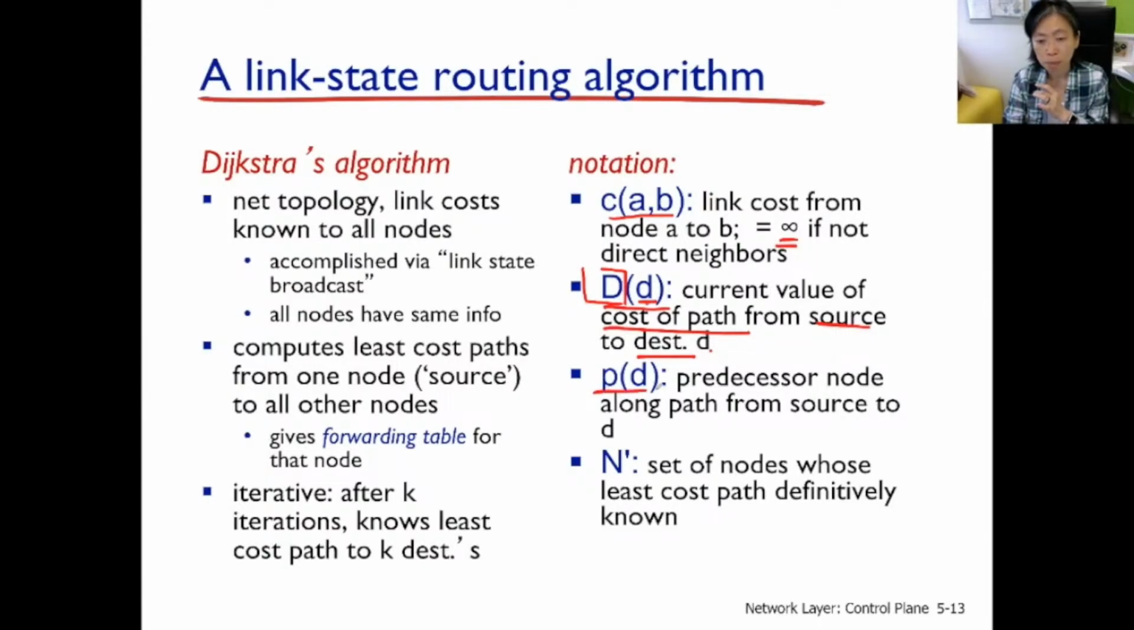Now, p(d) here, d again is the destination, and p(d) is to indicate, for this router to reach the destination d along all the routers on the path, what is the previous router before reaching d? So predecessor node along the path until reaching d. And N prime is the set of nodes whose least cost is already known.